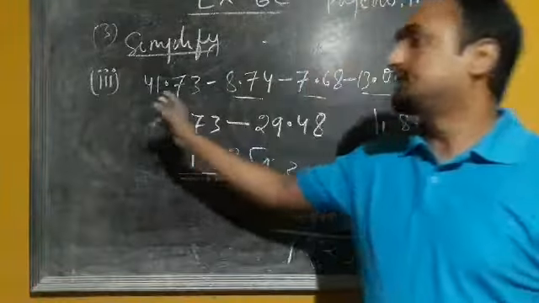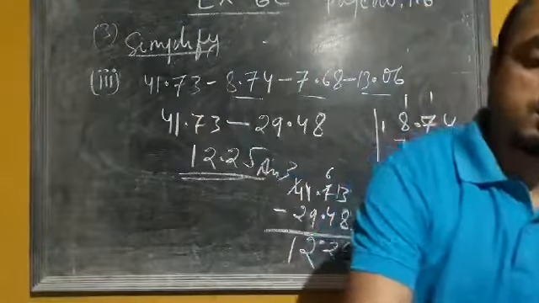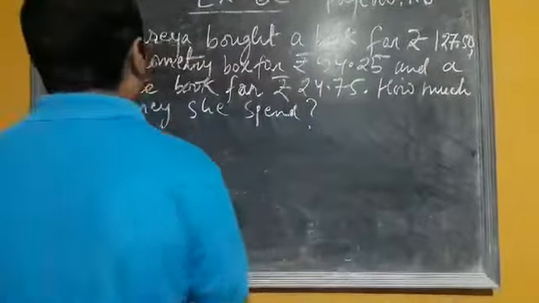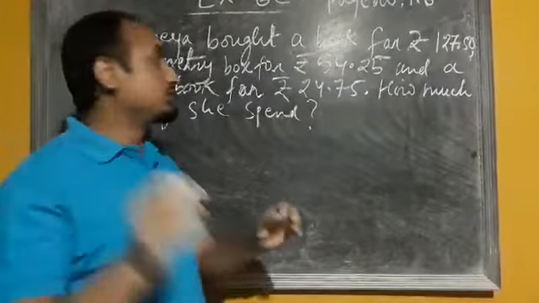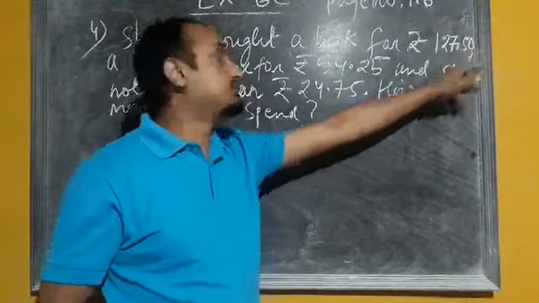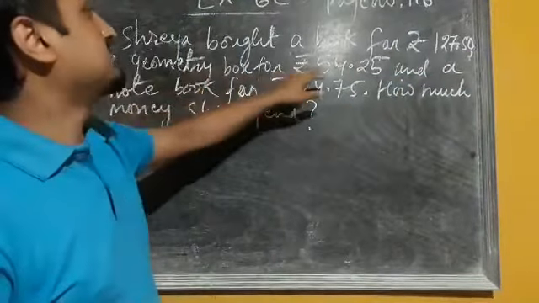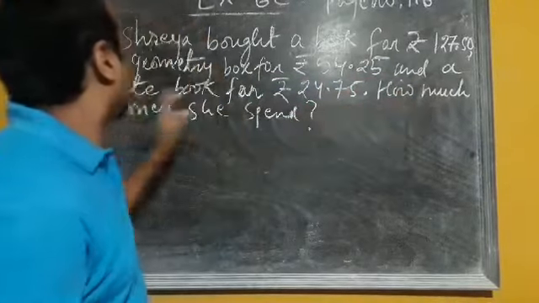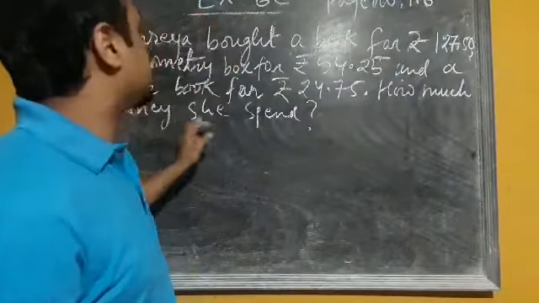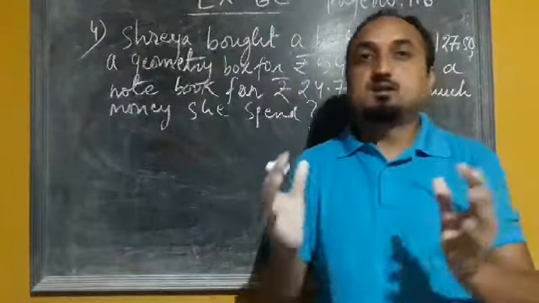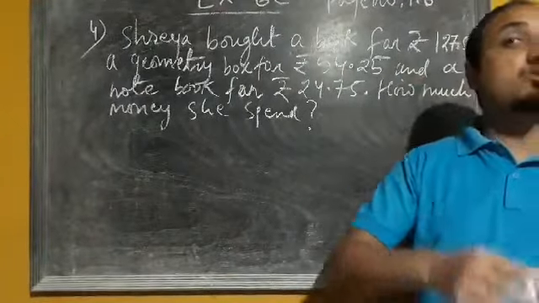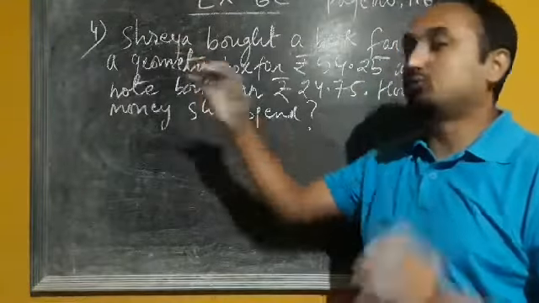And the remaining part from this simplify will be your homework. Now we have question number 4. So this question number 4 is a word problem, and first you have to understand the question here. Shreya bought a book for rupees 127.50, a geometry box for rupees 54.25, and a notebook for rupees 24.75. So how much money did she spend? So we have to calculate that.